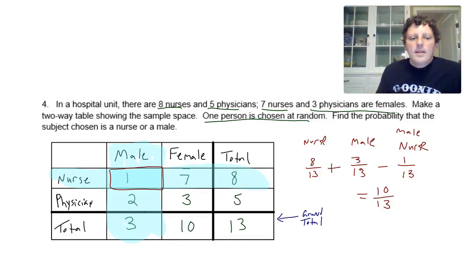Now, could we have done this without using the formula? Well, certainly. We could have just looked at all of the cells inside the table that make up either male or nurse and added them together. 7 plus 1 is 8, plus 2 is 10. Gets us to the same place without a formula. So you don't have to memorize the formula. It isn't hard. You can totally do it.